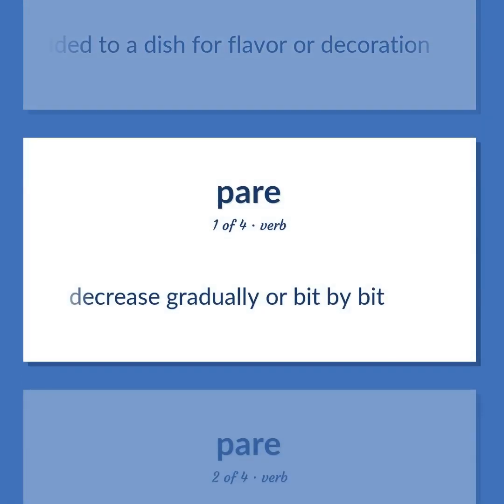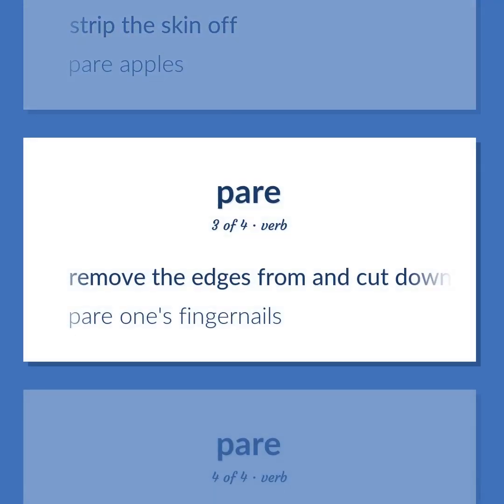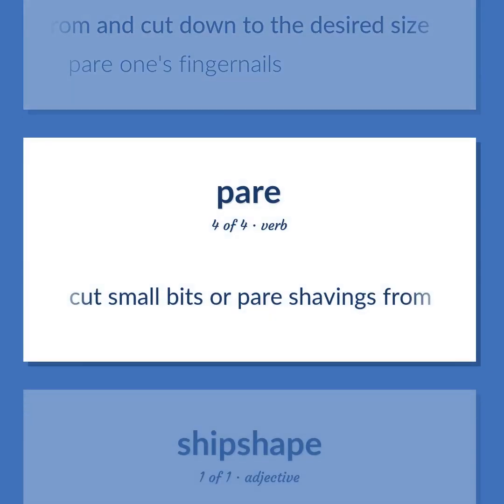Decrease gradually or bit by bit. Strip the skin off. Pare apples. Remove the edges from and cut down to the desired size. Pare one's fingernails. Cut small bits or pare shavings from.